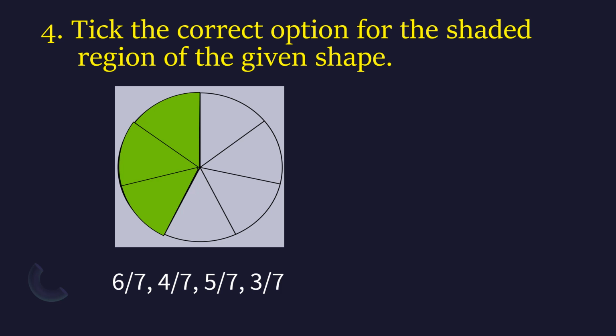Tick the correct option for the shaded region of the given shape. To find the fraction, we should count the total number of parts. So how many parts are there? 1, 2, 3, 4, 5, 6, 7. So total 7 parts are there. How many parts have been shaded? 3. So what is the fraction? 3 by 7.